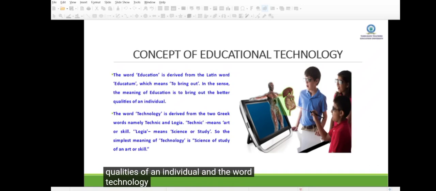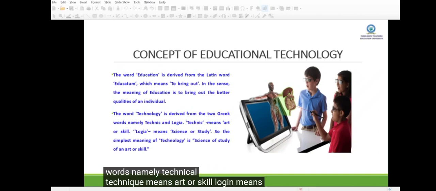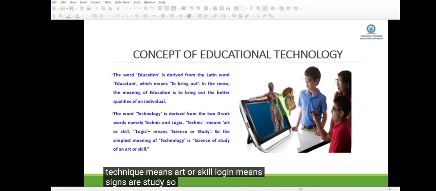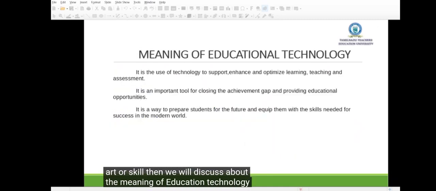And the word technology is derived from two Greek words, namely technique and logia. Technique means art or skill. Logia means science or study. So, the simplest meaning of technology is the science or study of an art or skill. Then, we will discuss the meaning of education technology.